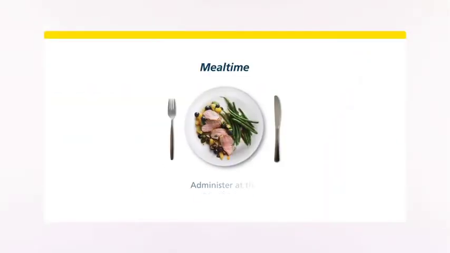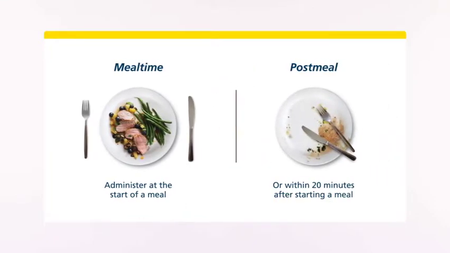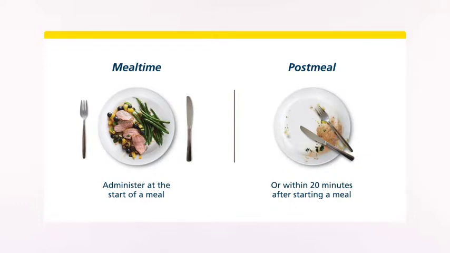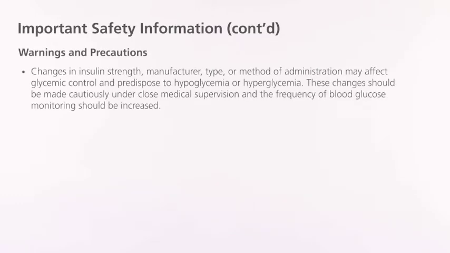There are 2 dosing options for Fiasp. It can be administered at mealtime, but patients can also inject up to 20 minutes after the start of a meal. Changes in insulin strength, manufacturer, type, or method of administration may affect glycemic control and predispose to hypoglycemia or hyperglycemia. These changes should be made cautiously under close medical supervision, and the frequency of blood glucose monitoring should be increased.